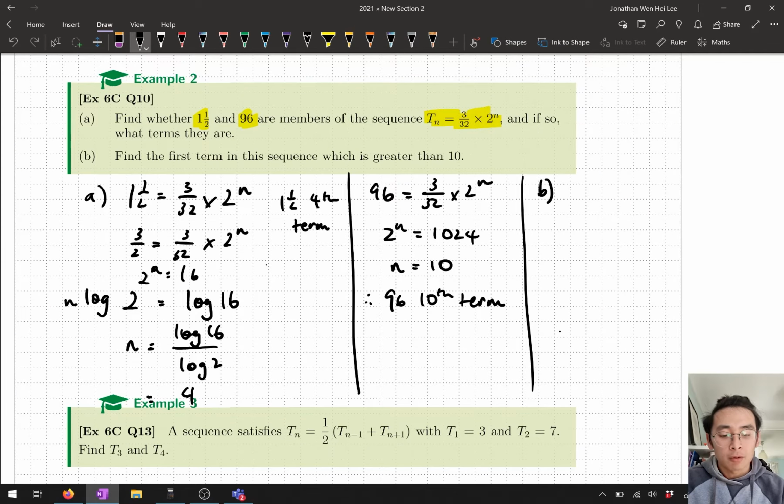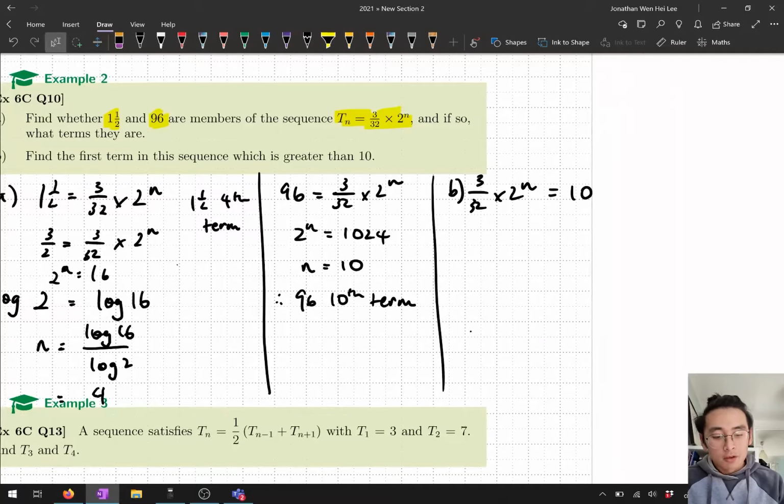So what we want to do is find what value of n gives me a number greater than 10. The way I recommend doing this is I'm going to go 3 over 32 times 2 to the power n is equal to 10. That helps me find what value of n I need in order to get 10. Then from there, I'm just going to start solving this. So I've got 2 to the power n is equal to 320 over 3.